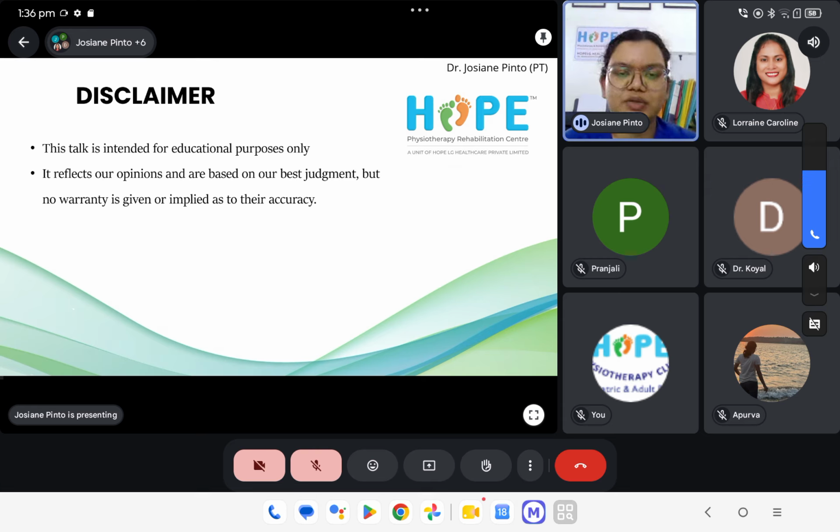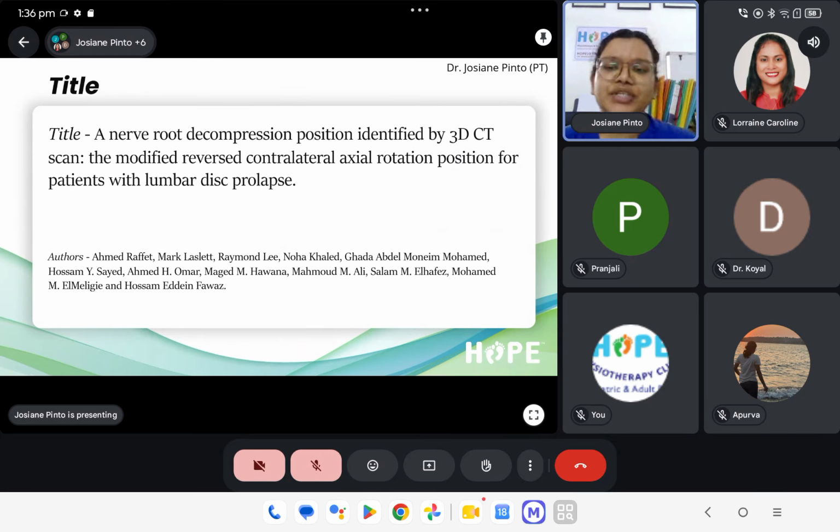Disclaimer: this talk is intended for educational purposes only. It reflects our opinions and is based on our best judgment, but no warranty is given or implied as to its accuracy. So today's paper presentation is titled "A Nerve Root Decompression Position Identified by 3D CT Scan: the Modified Reversed Contralateral Axial Rotation Position for Patients with Lumbar Disc Prolapse." The authors are MRCAR et al.